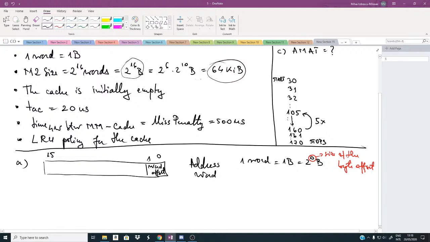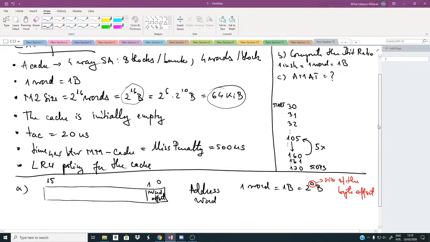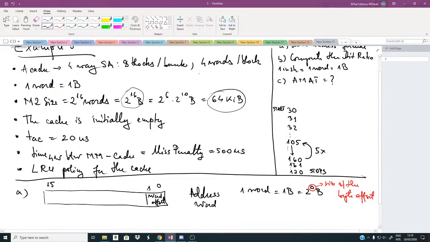Why? Because I have 4 words per block, 2 to the power 2 words per block, which means that this is the size of the word offset. So this is 2.